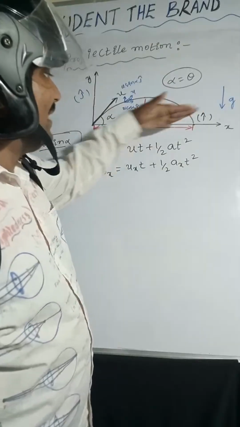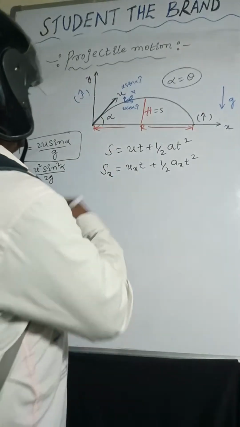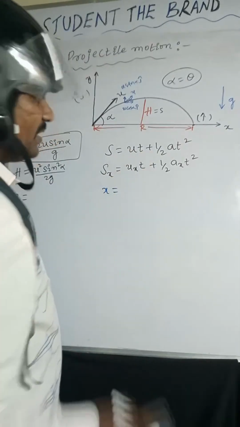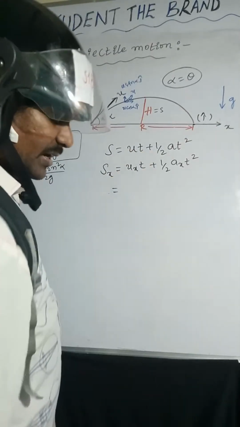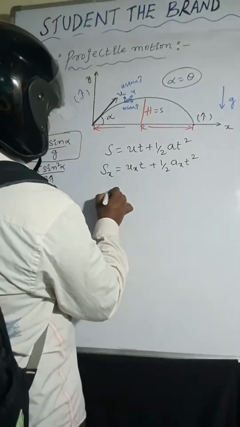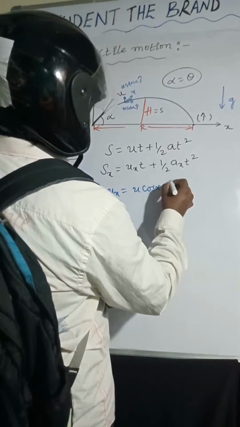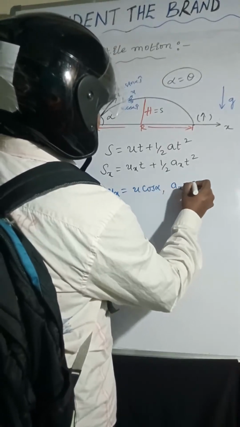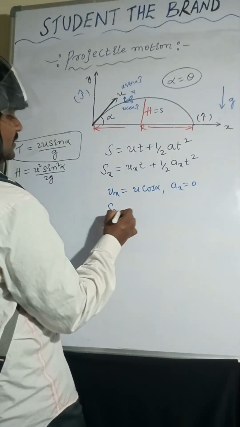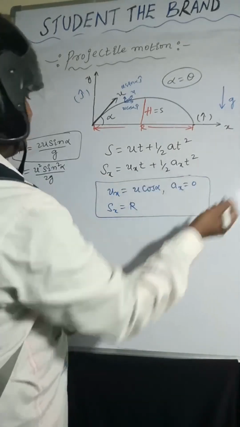So along x-axis I have to think. This is a horizontal component, that is nothing but the range. R, I am considering directly. First we will write the conditions, I said, right? So ux equal to u cos alpha, and t anyway same. ax equal to 0, acceleration along x-axis, and sx equal to r, the range. These conditions, if you apply, that's enough, you'll get it.